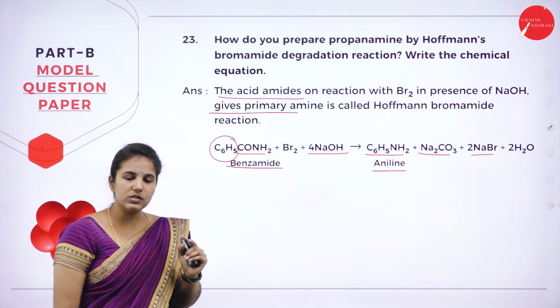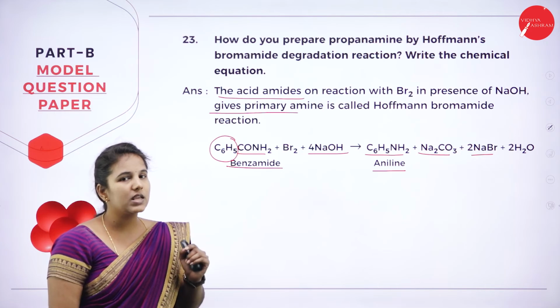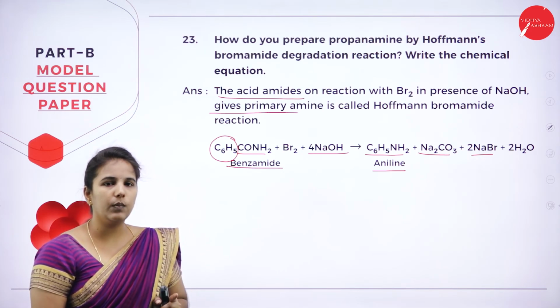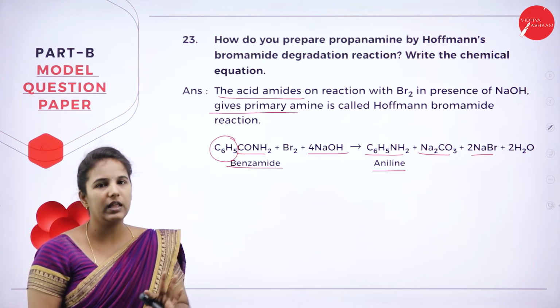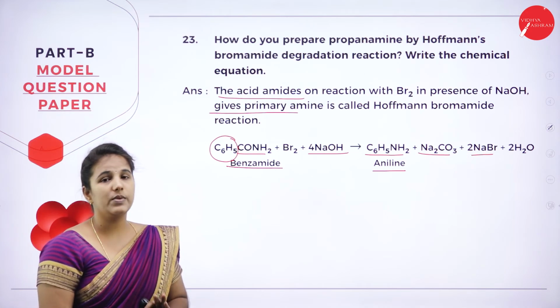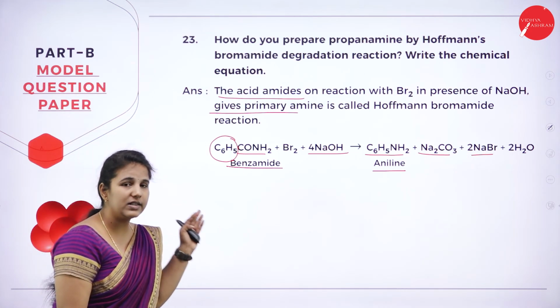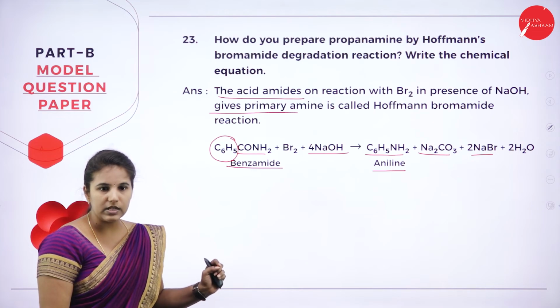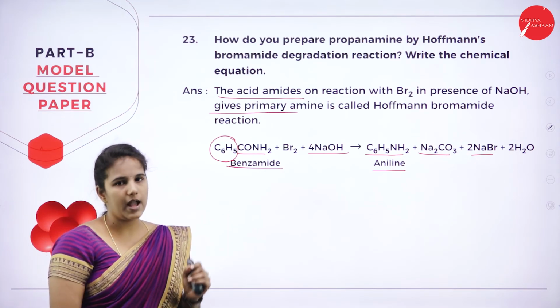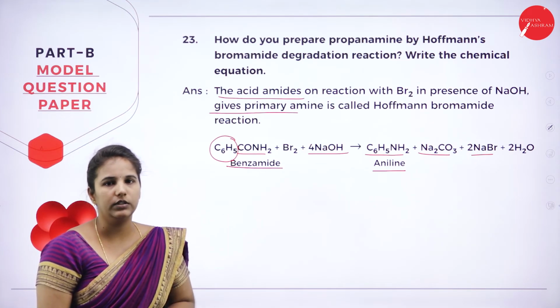In chemistry, it is very important to write a balanced chemical equation. If you don't balance that equation, it is equal to not writing any equation at all. So always be careful. Before writing, write that chemical reaction using a pencil. Once you confirm that the reaction is balanced, then you can write it with a pen.